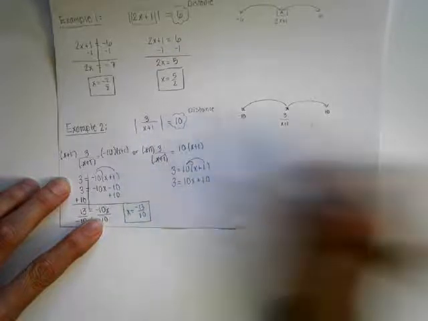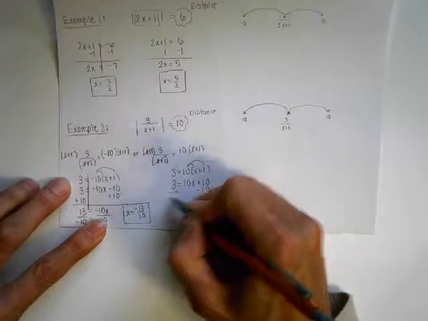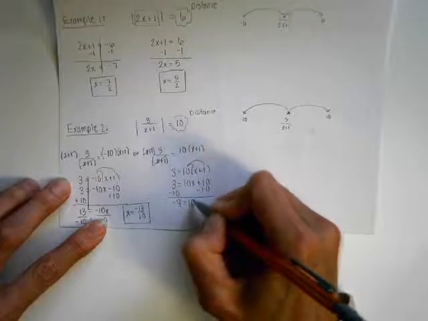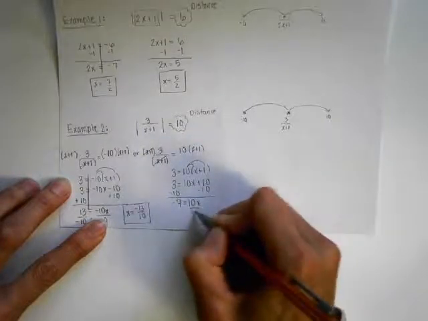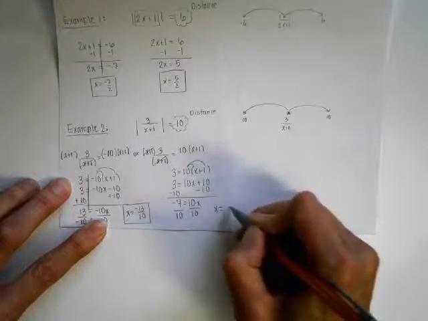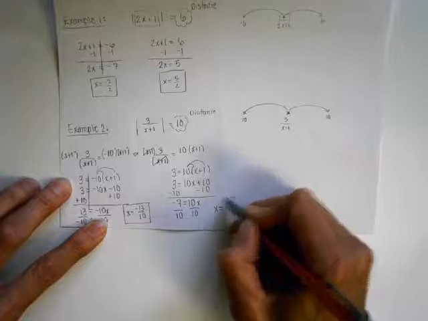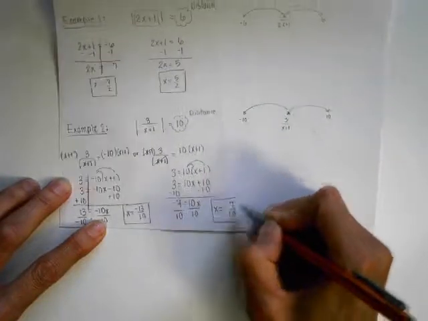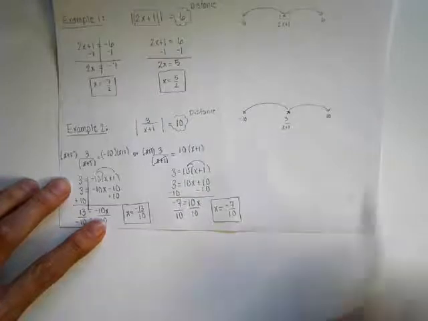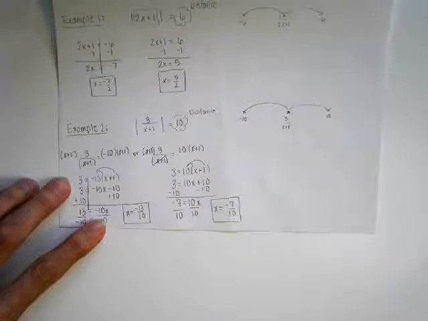We're going to subtract 10 from both sides. We get negative 7 is equal to 10x. And we divide both sides by 10. And we get that the other solution to this absolute value equation is negative 7 over 10. It is very common for absolute value equations to have two answers as the solution because there's two different directions that we can go into. So quite often we get two different answers.